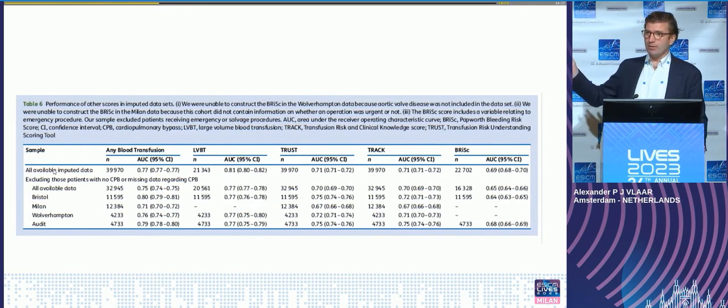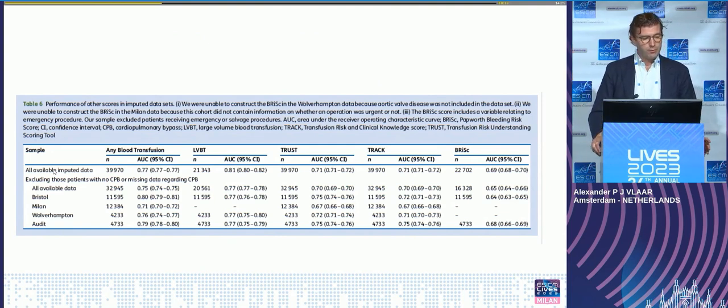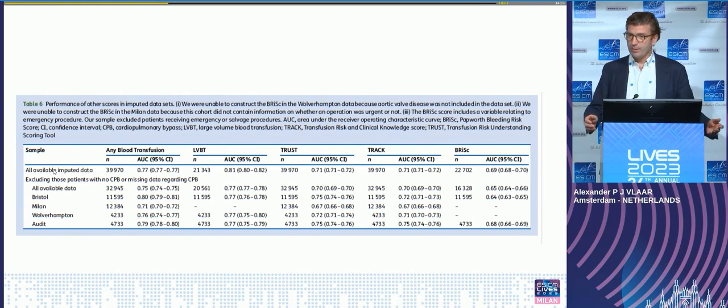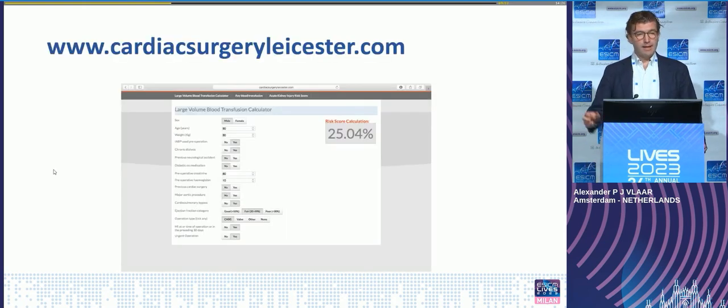Here you see the area under the curve, and it's doing quite well. On the left top you see overall an area under the curve of 0.77, but for large volume blood transfusion even 0.81. So actually we know already before the surgery starts that this patient will be in trouble, but often we are quite surprised the patient is in trouble. The risk score is also available; you can just enter it online and you already have this risk factor, how problematic your patient will be.